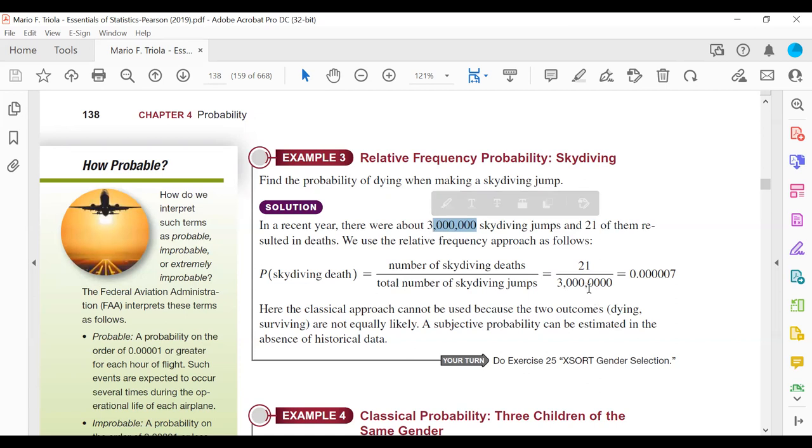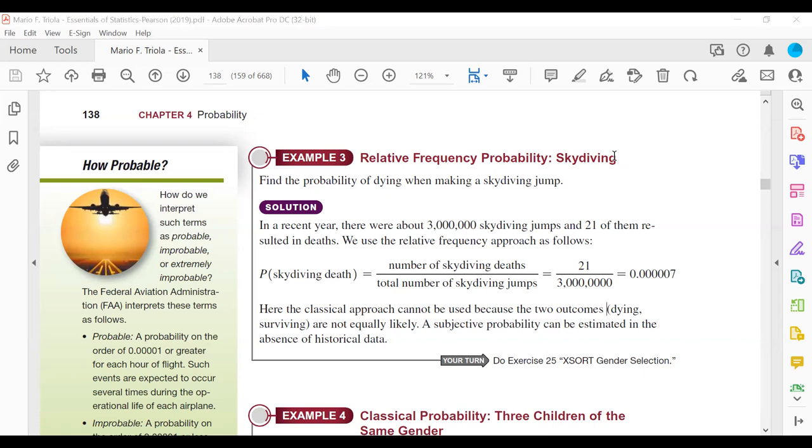All right, so notice there was an error in the book. There's an error in this column. It's supposed to be 3 million. Look, they added an extra zero. Oops. Anyways, if you type in 21 over 3 million, you get 0.000007. That's what my calculator says, I think.